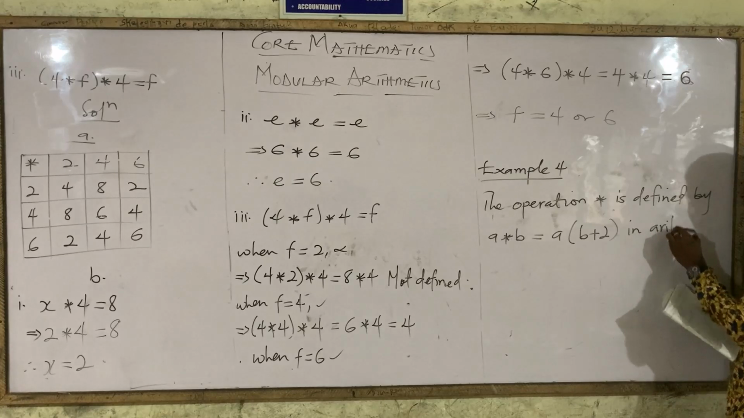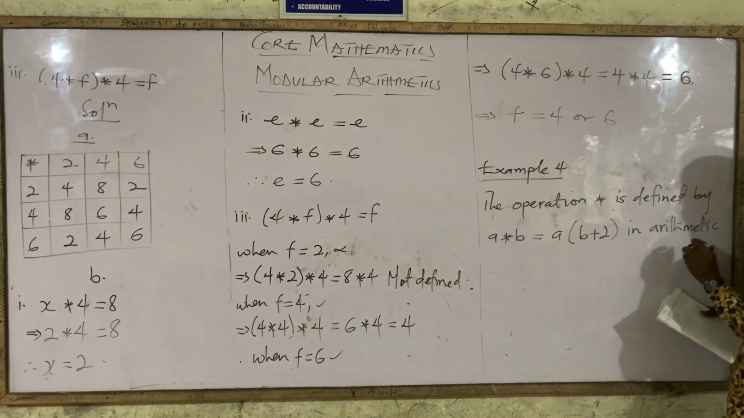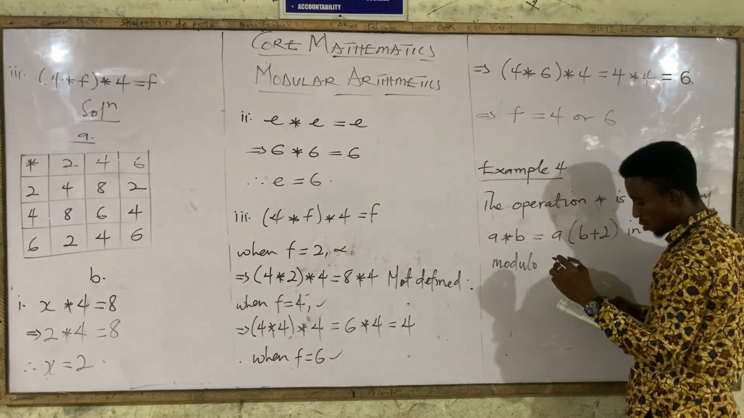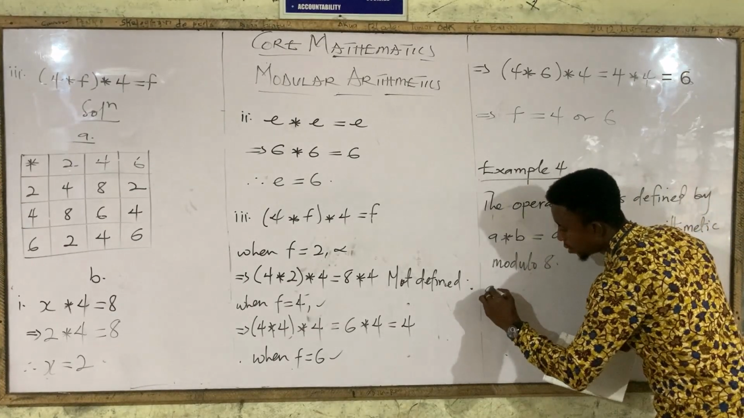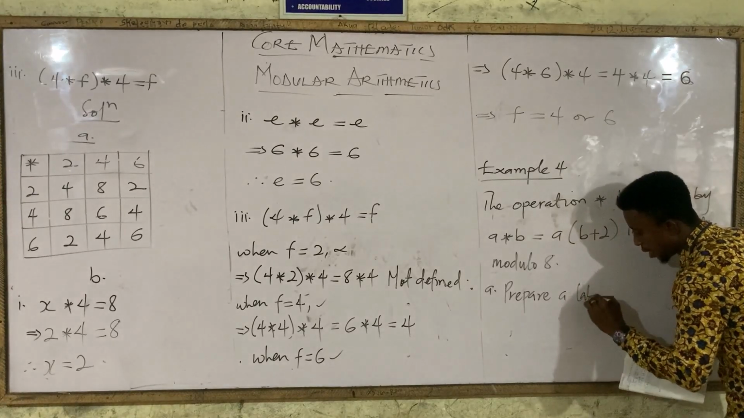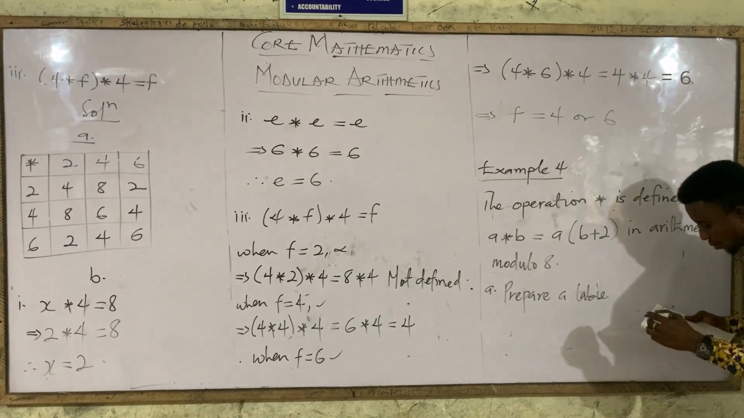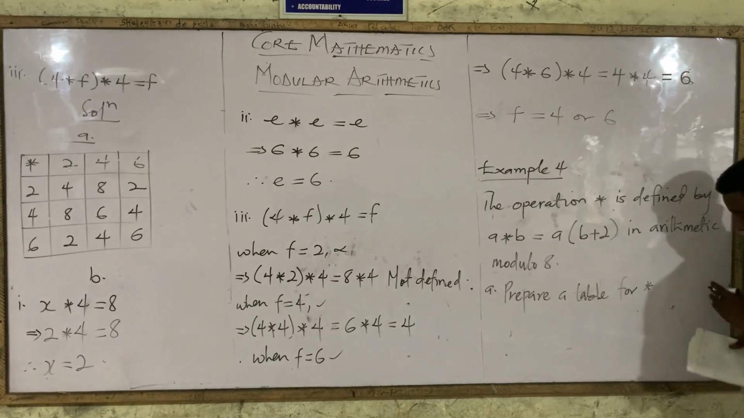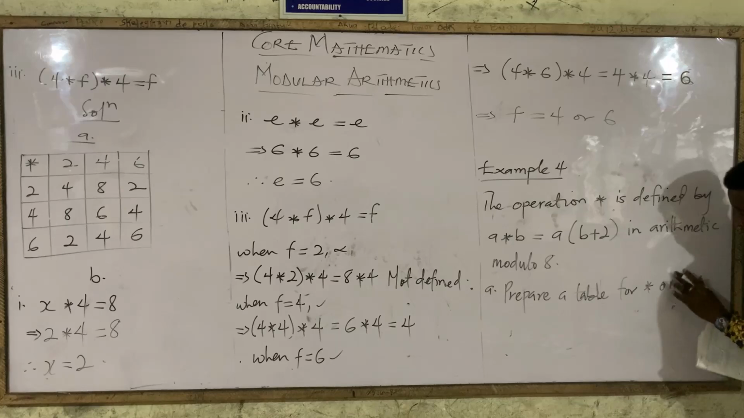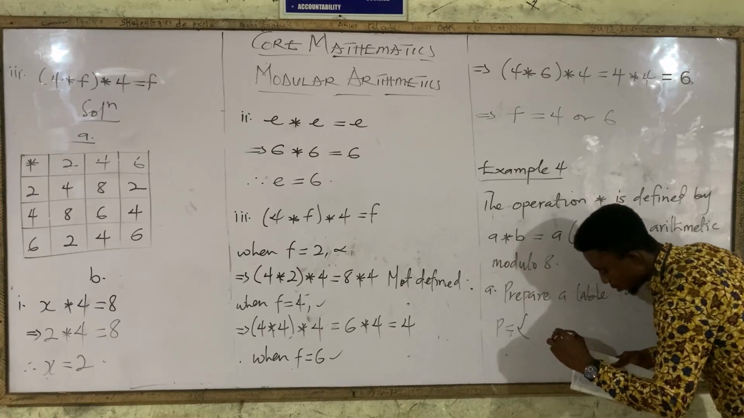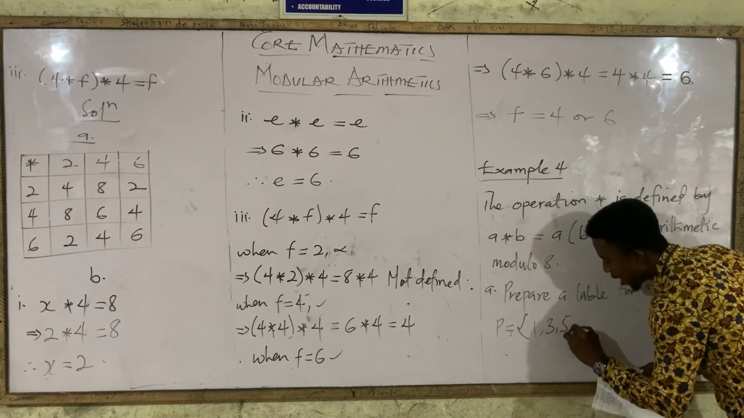In arithmetic modulo 8. A. Prepare a table for the star on the set P is equal to 1, 3, 5, and 7.